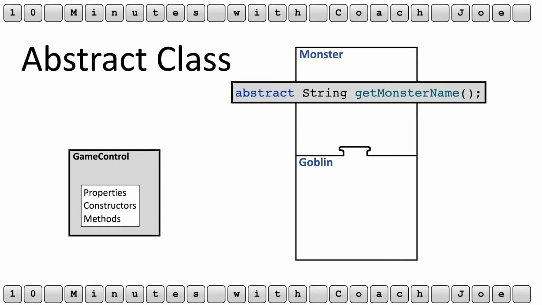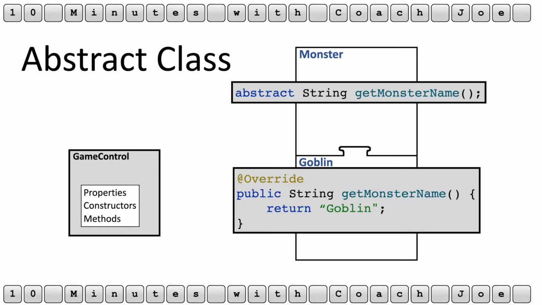From the previous example, there's no point having a getMonsterName method in the parent class if the child will override the method. GetMonsterName should be an abstract method. Place the keyword abstract before the data type and method name. The game control class has no access to the abstract method in the monster parent class. The child class is required to implement all abstract methods before instantiation. The keyword @override is not required but encouraged.